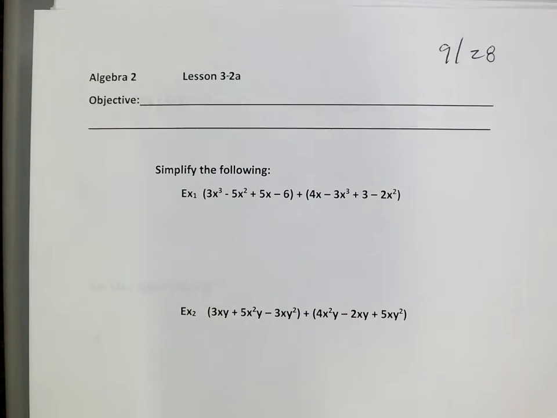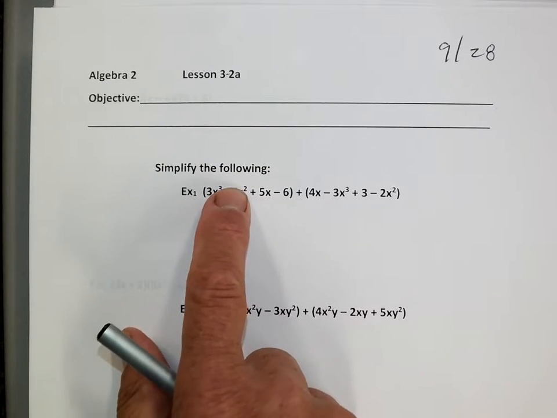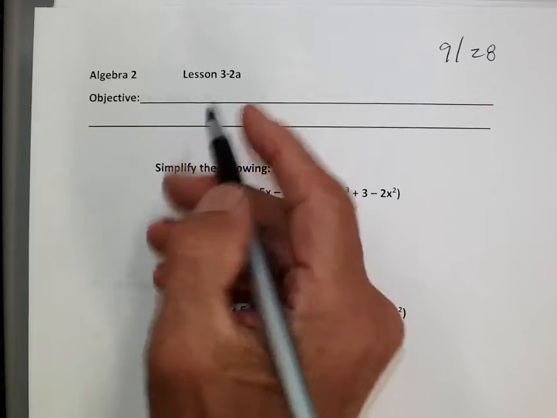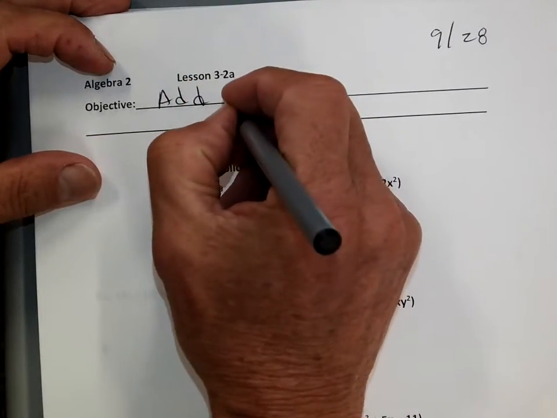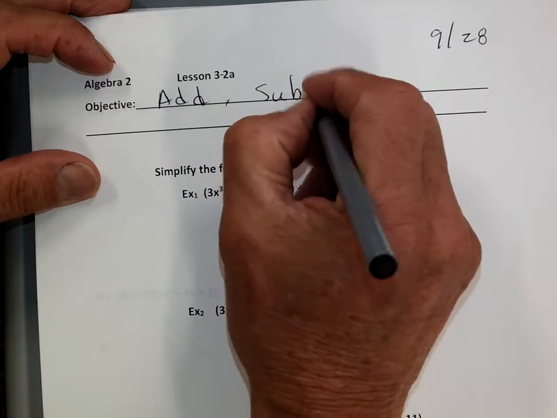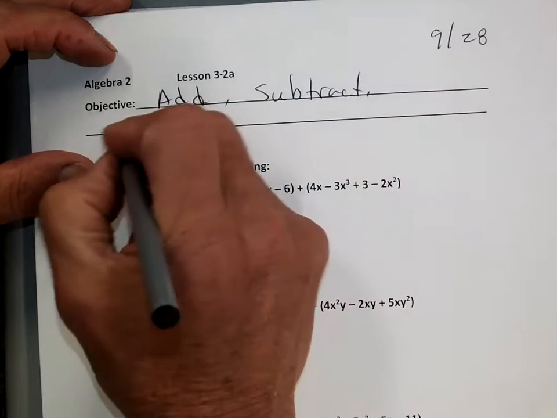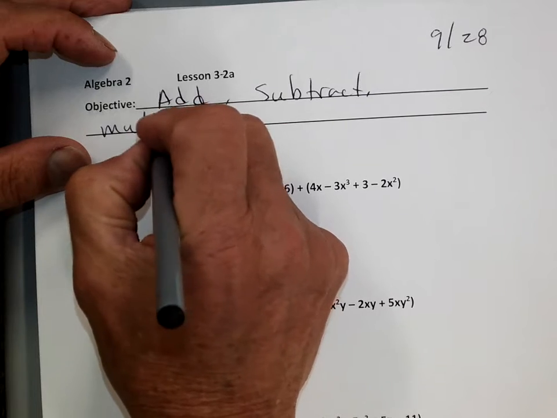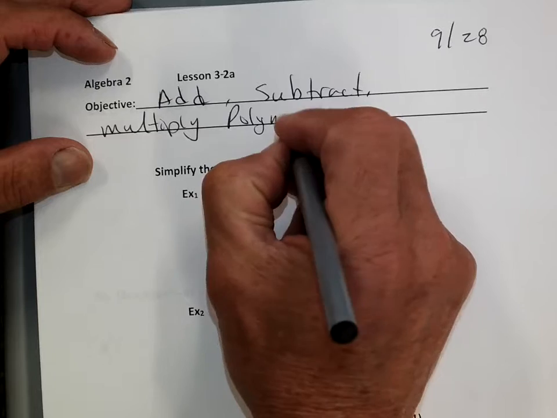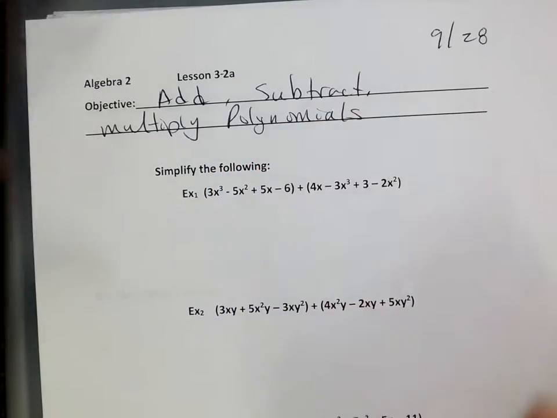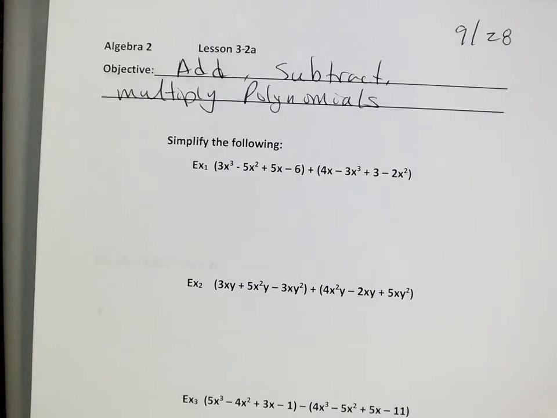So today we're going to talk about polynomials a little bit more. So polynomials, whole number exponents, right? And today what we want to do is add them and subtract and multiply polynomials. Okay, we did this last year, so you should be a little bit familiar with what we're going to do.